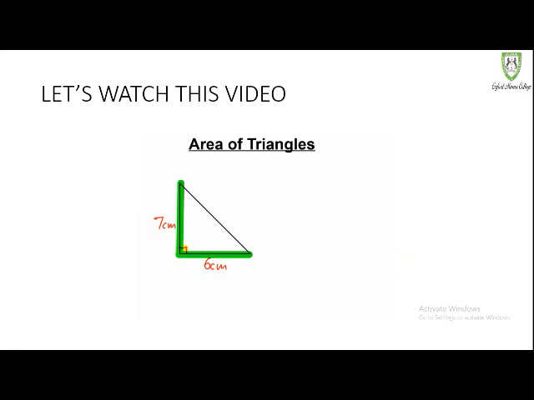So the working is as follows. You take the base length, which is 6, you times it by the perpendicular height, the 90 degree height, so in this case it's 7, and you must remember to halve your answer. 6 sevens are 42, half of that is 21. And don't forget your units, centimetres squared.